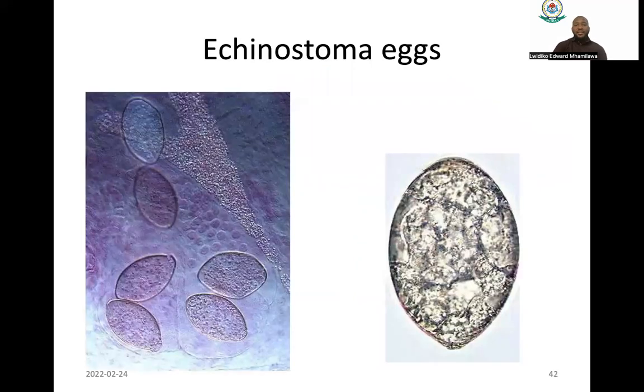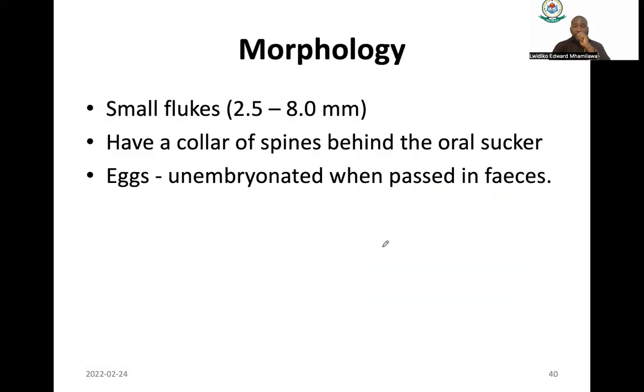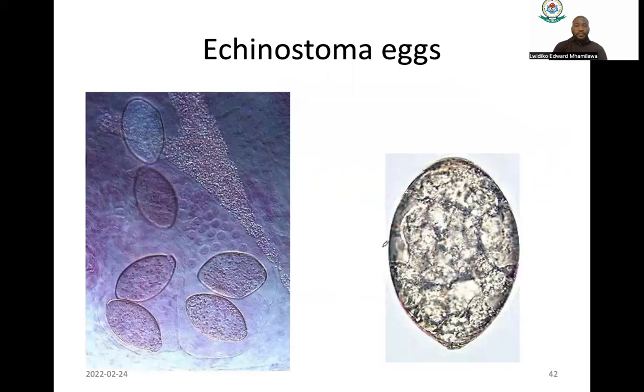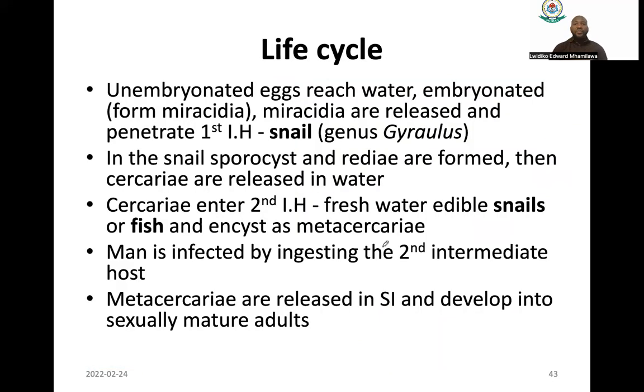And these are the eggs, and you could see the shape, what they look like. They're unembryonated. And then the life cycle: the unembryonated eggs, when they reach water, embryonate outside the feces in the water, and they form the miracidia.